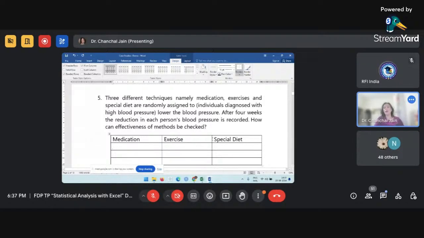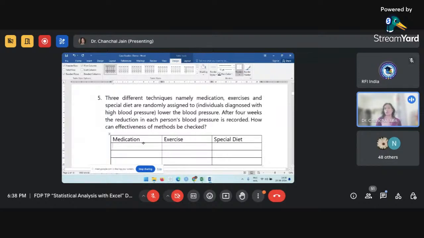Now, further, using the t-test, I can compare two categories at a time, that is medication and exercises, or exercise and special diet, or special diet and medication. And then I can get the mean figures. In that case, you can compare in which case you are finding a significant difference, and for which particular pair the mean value is coming higher. Higher mean is indicating, because if a higher value of blood pressure comes, it will tell you that your method or technique is not the effective one.